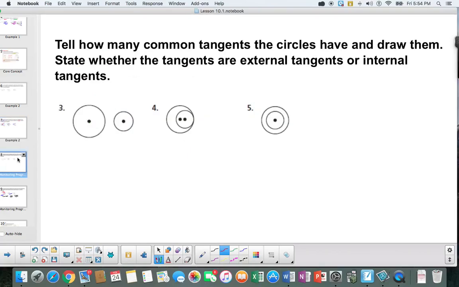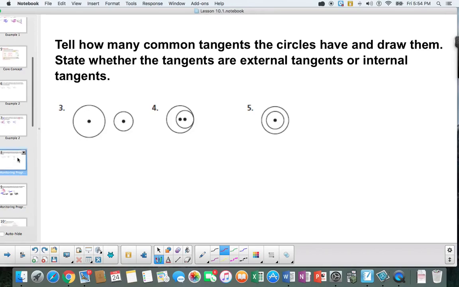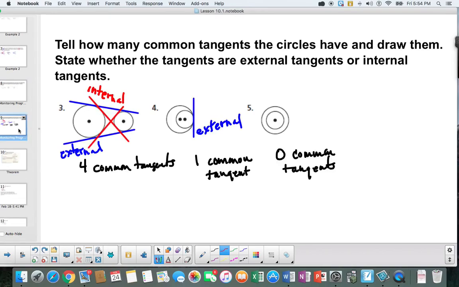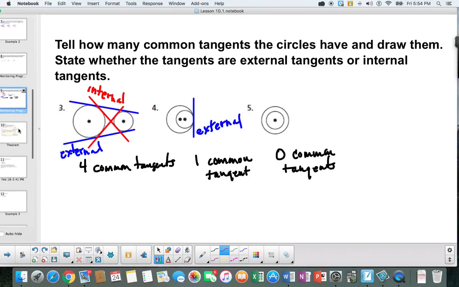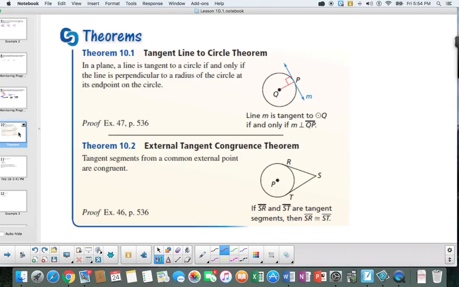Your turn. Go ahead and see what you can do. Stop the screencast and then continue. And here are the answers. I gave the number and I identified which one were the internal and which one were the external. We have two tangents in this lesson.